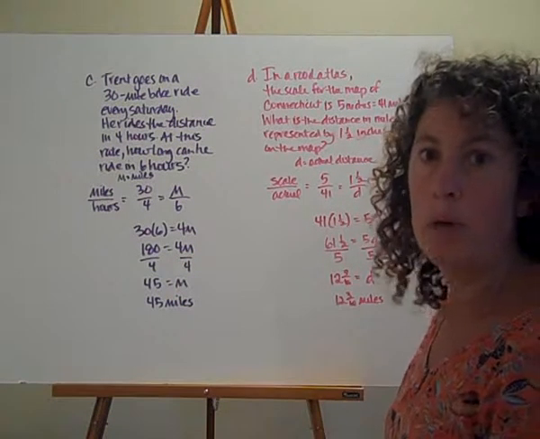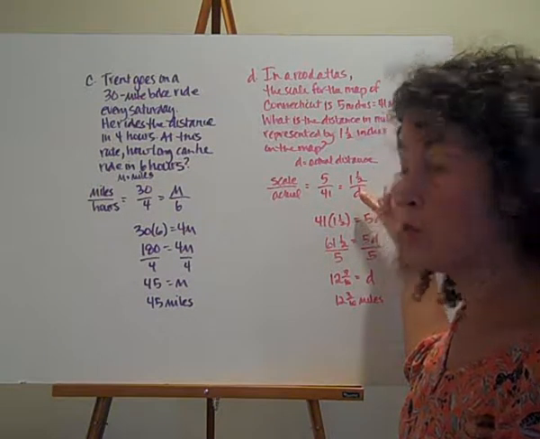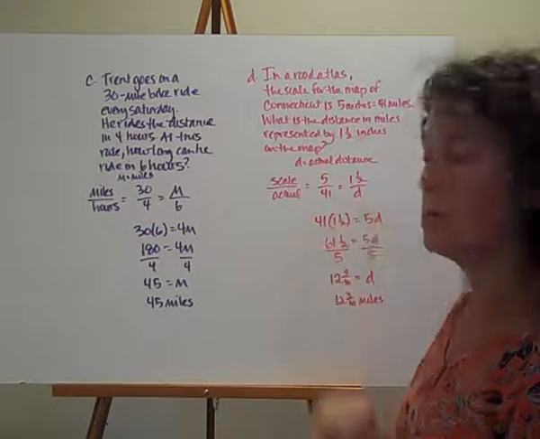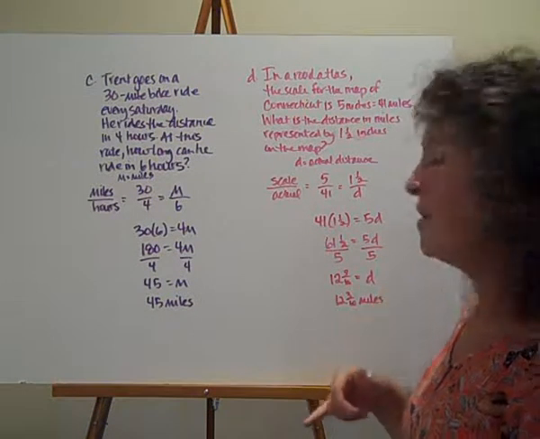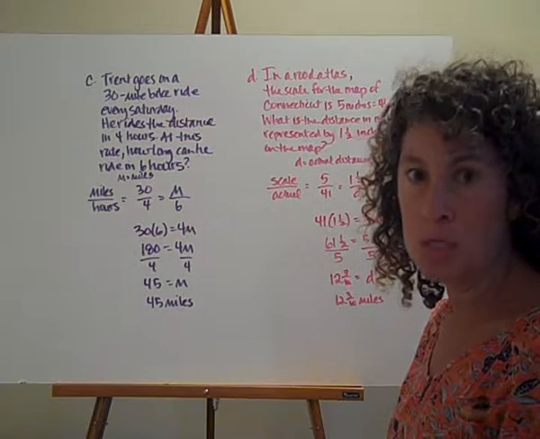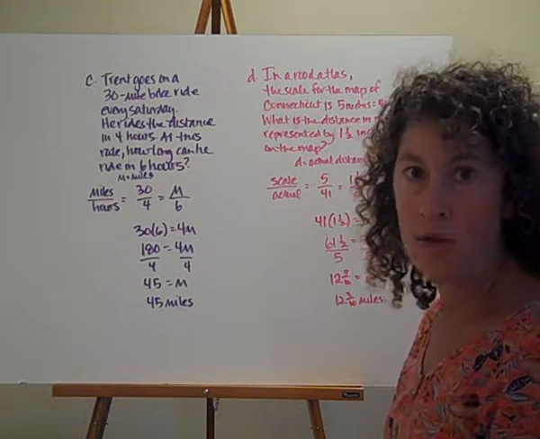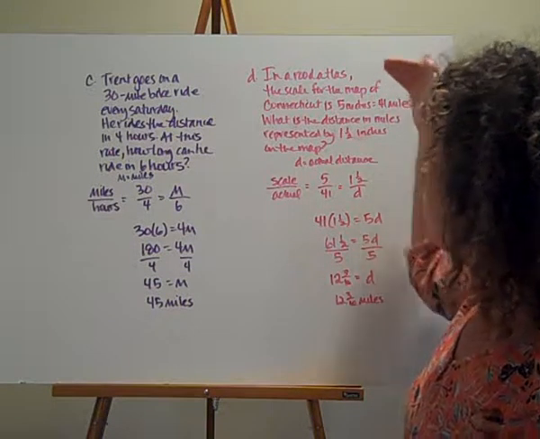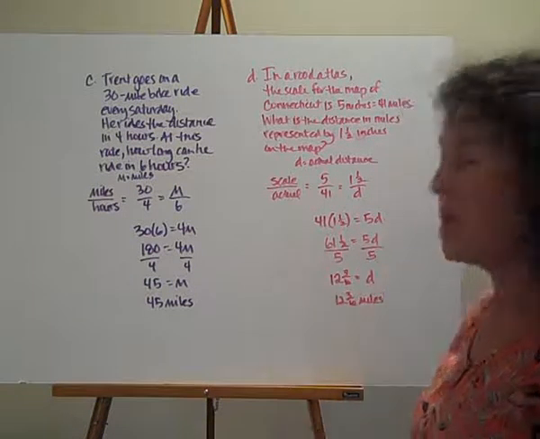So once I've set this up, I'm going to use my cross products to help me solve for d. The product of my extremes, 5 times d. The product of my means, 41 times 1.5. We're going to set those equal to each other and then solve. So I end up with 61.5 equals 5d. Divide by 5, end up with 12 3/10 miles. So 12 3/10 miles is the actual distance between those two towns, if that's what I'm talking about, on a map, if it measures 1.5 inches on the actual map. Which, again, if we go back and check the reasonableness of our answer, if it's 41 miles for 5 inches, it should be less than half of that for 1.5 inches. And yes, that makes sense.